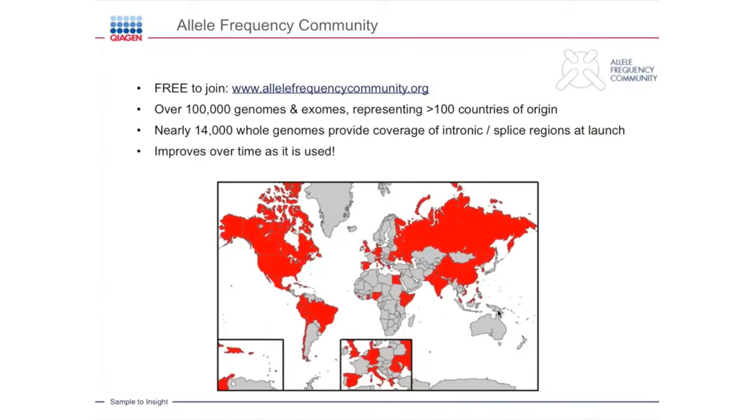This consists of genomes and exomes from our users who have anonymously contributed them into a pooled data set where we're now calculating variant frequencies among all of those samples. Currently, we have over 100,000 genomes and exomes, and these represent over 100 countries of origin. There are nearly 14,000 whole genomes that cover intronic regions and splice sites. And this resource, as I said, is free to use, but you need to opt in to share your data with the community to get the data back from the community.